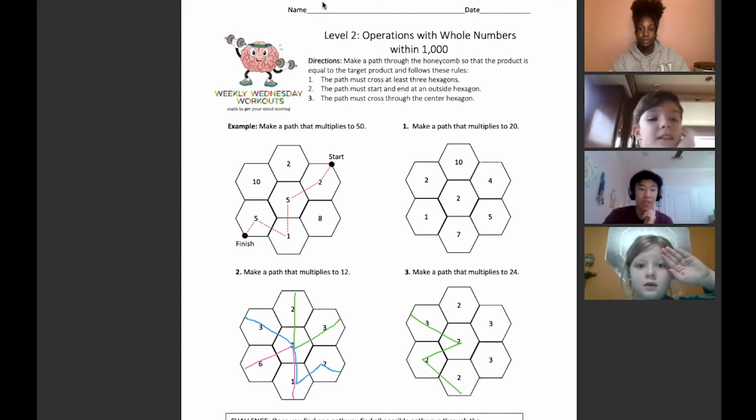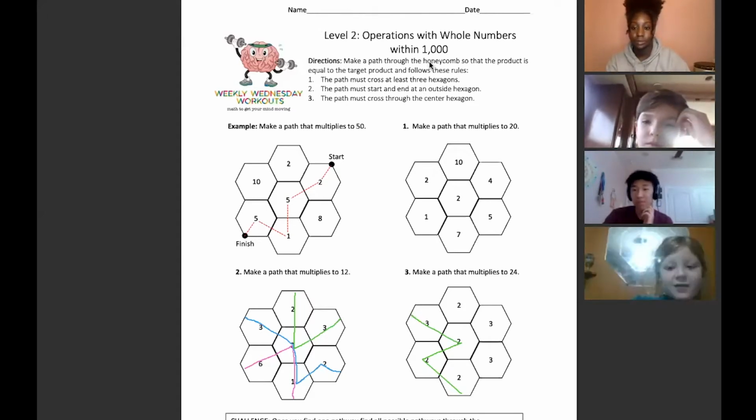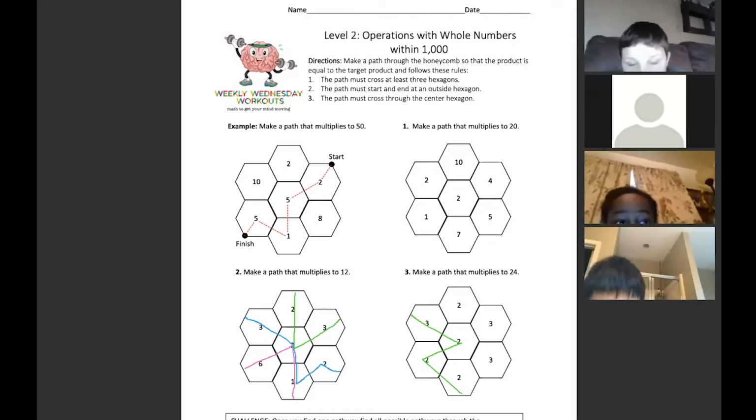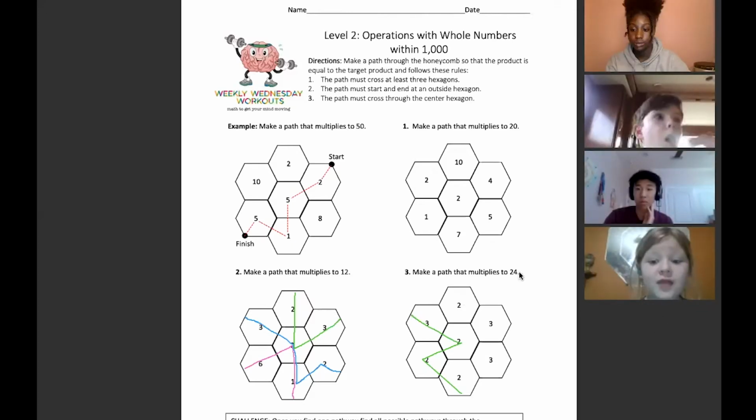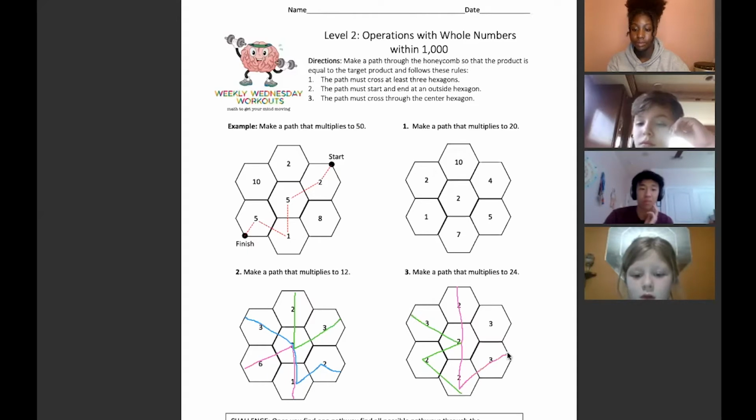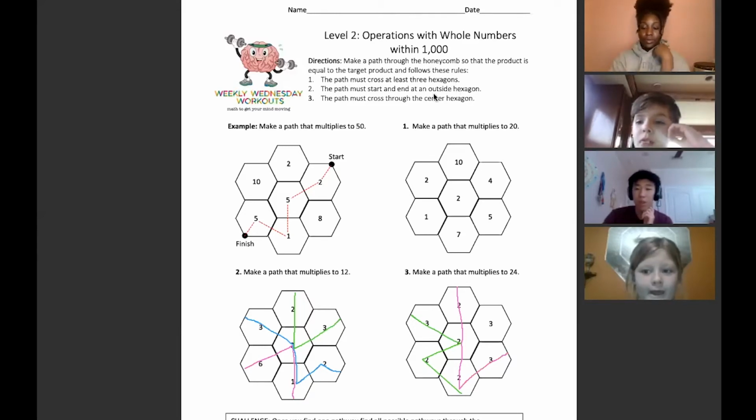Pauline, what's your answer? 3. I got the 2 at the top, to the 2 at the middle, to the 2 at the bottom, to the 3. Perfect. I think that also works out. 2 times 2 is 4, 4 times 2 is 8, and then 8 times 3 is 24. Good job, guys. Walker, what's your answer?